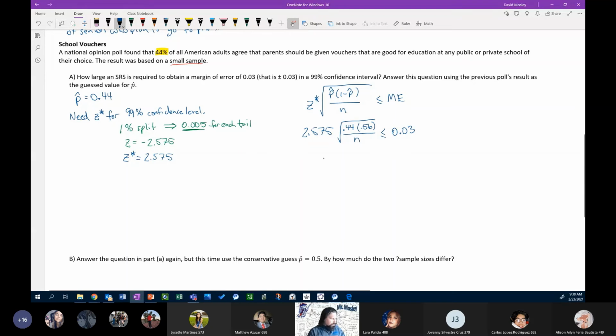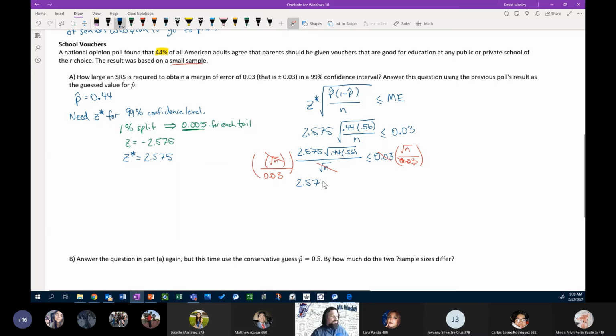Right? So we can rewrite this as 2.575 times the square root of 0.44 times 0.56 divided by the square root of n. It's less than or equal to 0.03. Okay. I will now multiply each side by the square root of n and divide each side by 0.03. Right, so we have square root of n, divided by 0.03, multiply, and we do the same thing on this side, square root of n divided by 0.03. Right, the 0.03's cancel here, square roots of n cancel here.